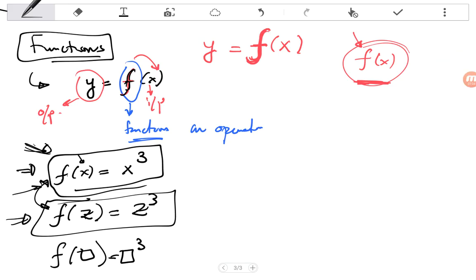Now, if you understood what I mentioned here, if I had that f of x is equal to x cubed, and I give you some other function g, and I told you that g of y is y cubed. Okay? Now my question is: is f equal to g or not?